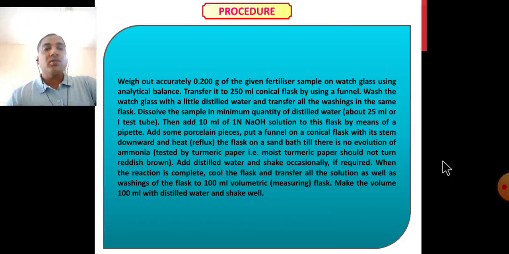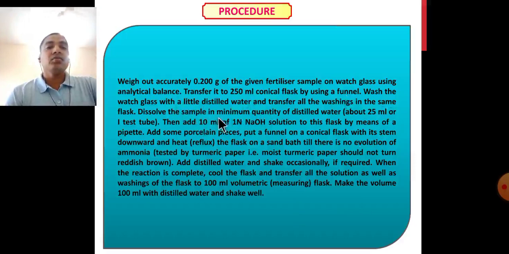Procedure for the sample preparation of fertilizer: weigh out accurately 0.200 gram of the given fertilizer sample on a watch glass using an analytical balance, that is a digital balance. Then transfer the sample to a clean 50 ml conical flask using a funnel. Wash the watch glass with a little distilled water and transfer all the washings to the same flask.